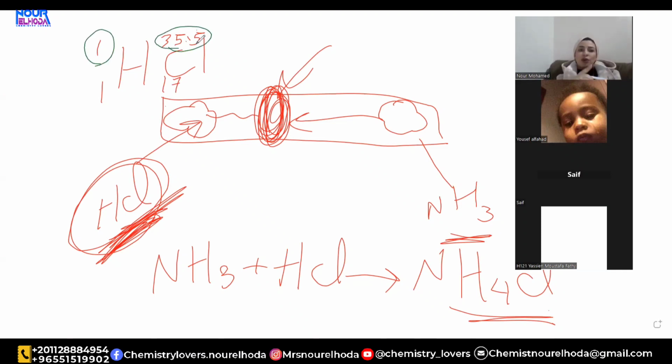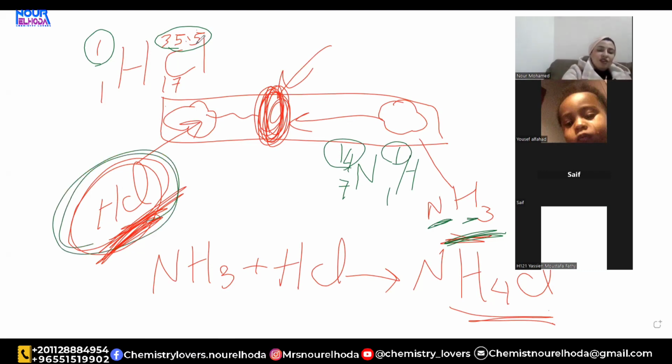So you are going to take 1 plus 35.5. Okay? And here the same. This is the only case that you take the total for the big numbers. All the rest you use the small numbers. Here also the nitrogen is 14 and you have 3 hydrogen, so 1 plus 1 plus 1. So it's 17. For sure this is heavier. That's why it will move slower.